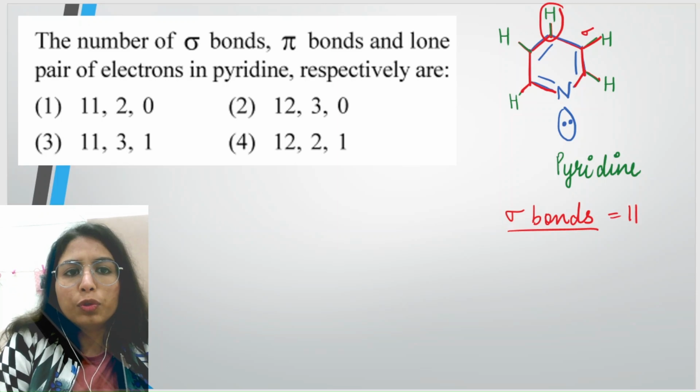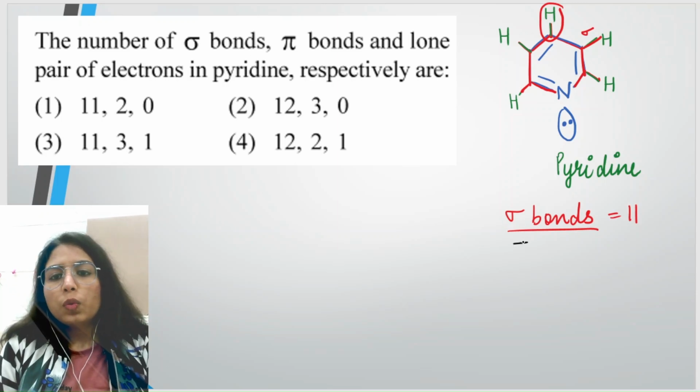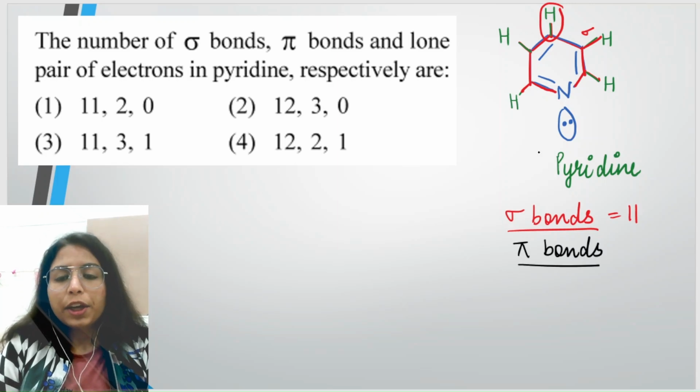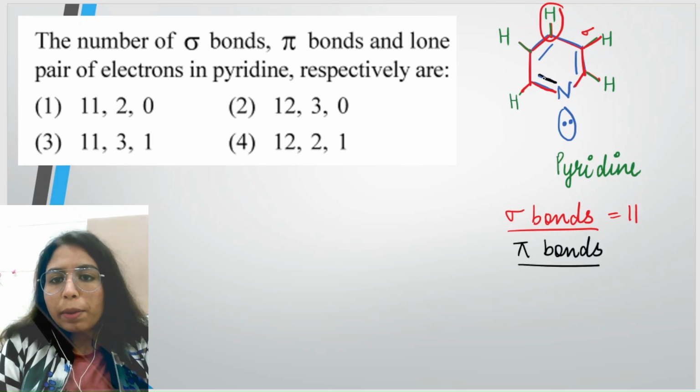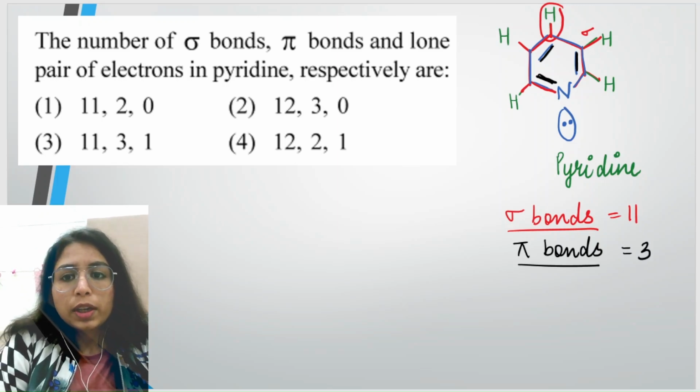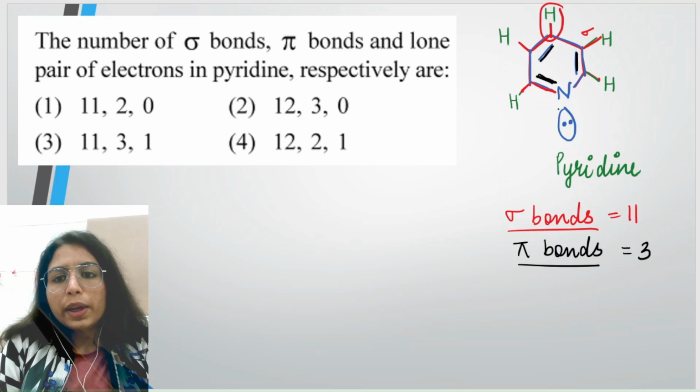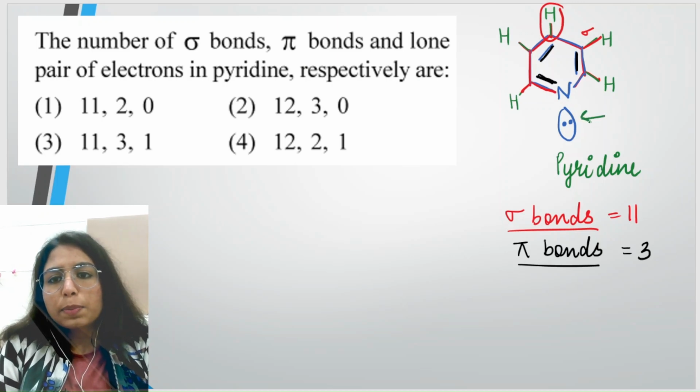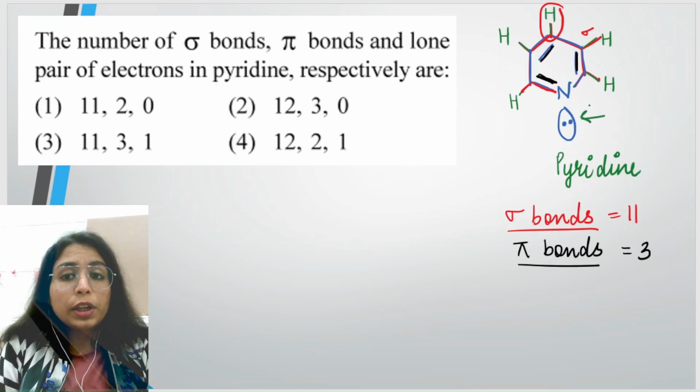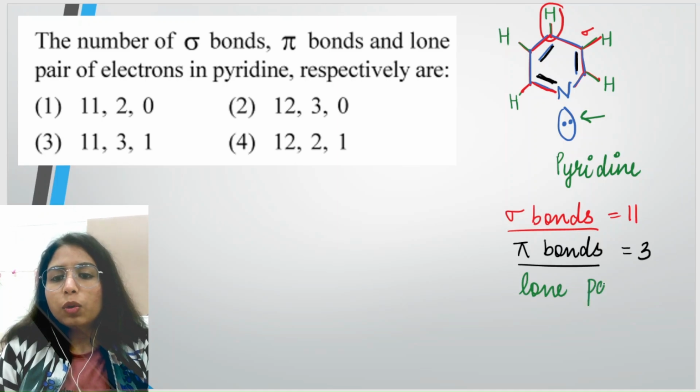Let us now move on to our pi bonds. What are pi bonds? Pi bonds are formed above sigma bonds, right? So here this bond represents a pi bond. There is 1, 2, 3. In total there are 3 pi bonds present in this structure. Next, if we look at the lone pair, there is only one lone pair present on the nitrogen atom, which is not involved in resonance. It is a localized lone pair. So the lone pair count is equal to 1.